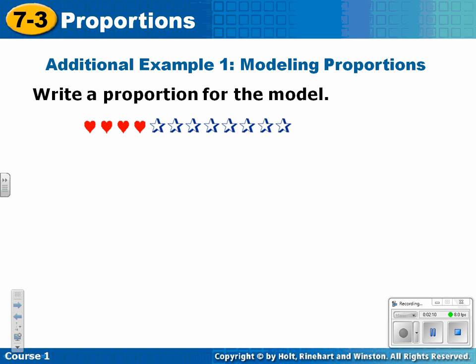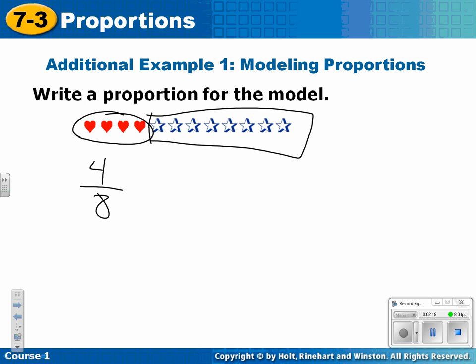So give me one ratio that represents hearts to stars. 4 to 8. Right? We got 4 of those. We got 8 of these, right? So I have to have an equal sign to get my proportion.